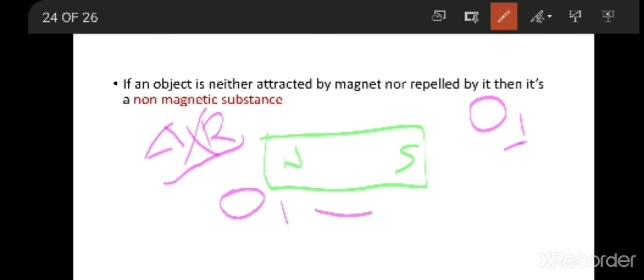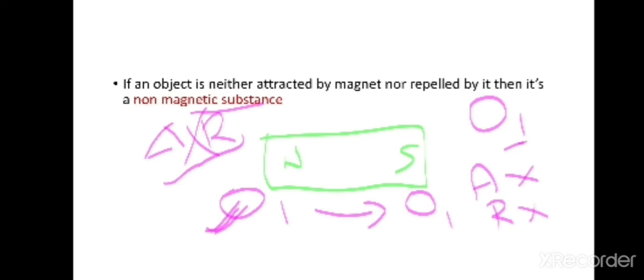Then I'll place the object here. Again, no attraction, no repulsion. If there is no attraction and no repulsion, then the substance or the object is a non-magnetic substance or a non-magnetic object. Okay. So here we have learned how to find out a magnet, how to find out a magnetic substance, and how to find out a non-magnetic substance.